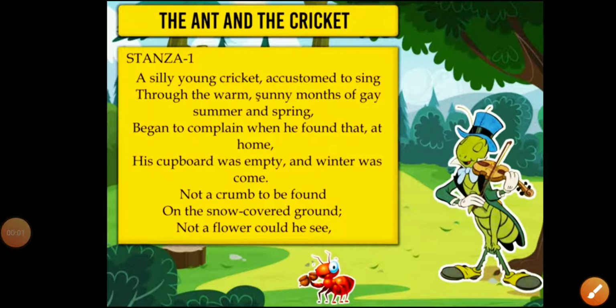Jai Janardhan student. Today I am going to teach the first poem, The Ant and the Cricket. The Ant and the Cricket is a fable written in the form of a poem by the Greek writer Aesop. Now, what is meant by fable?